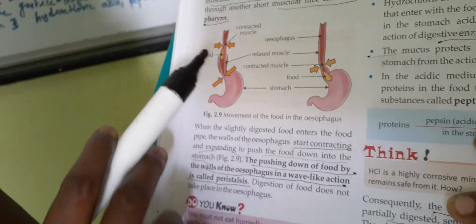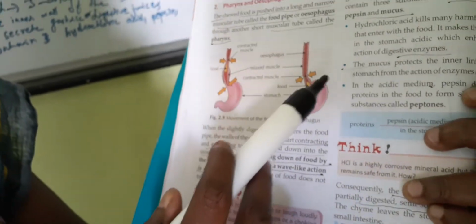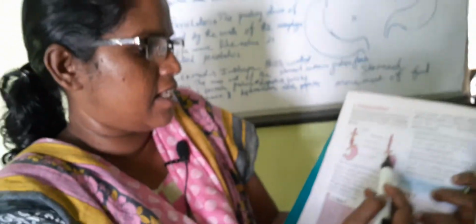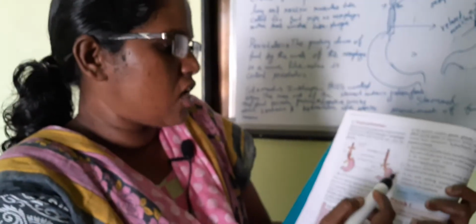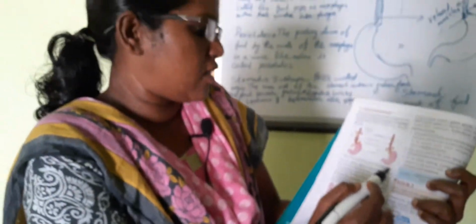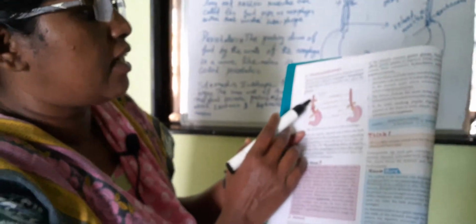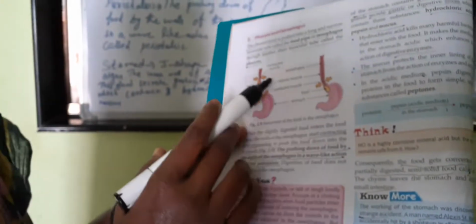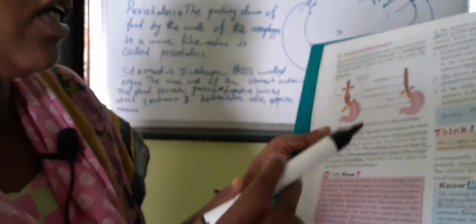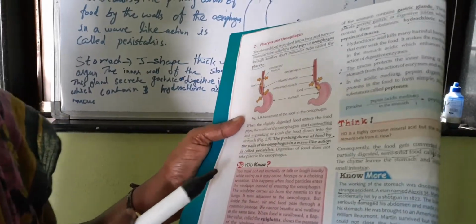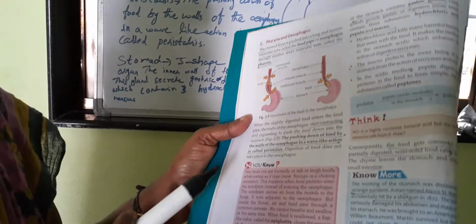So when slightly digested food enters the food pipe, the walls of the esophagus start contracting and expanding. This is contracting. This is expanding. Relaxed means expanding. Contracting and expanding to push the food down into the stomach. So this process is called peristalsis.